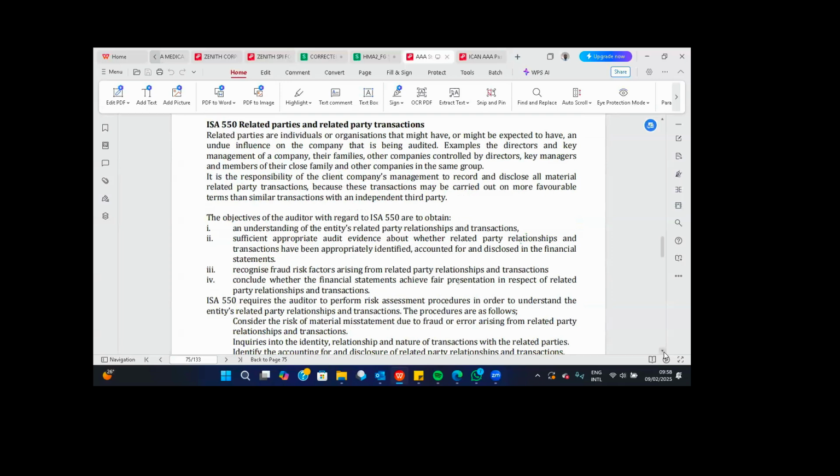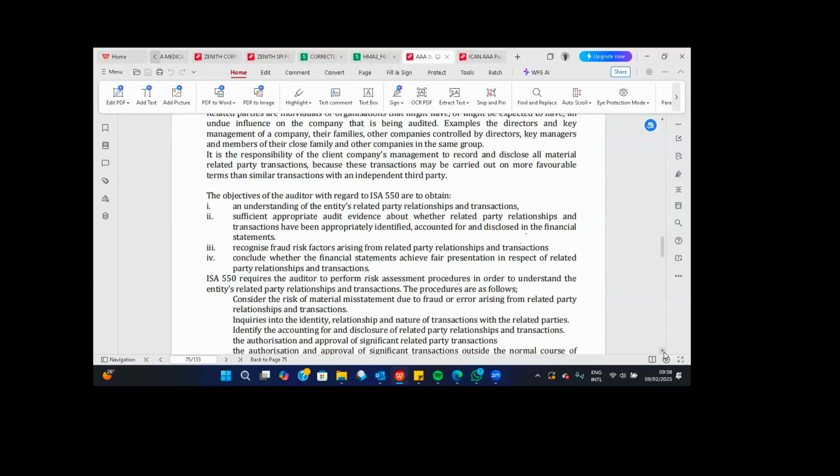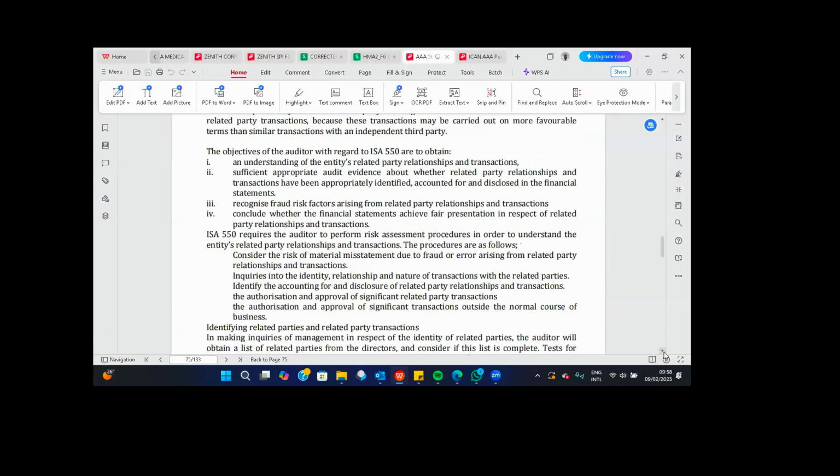So ISA 550 requires the auditor to perform risk assessment procedures in order to understand the entity's related party transactions and relationships. When we talk about procedures, they must be in this order. One, the auditor must consider the risk of material misstatement due to fraud or error arising from related party relationships and transactions. Two, he must inquire into the identity, relationship, and nature of transactions with the related party. Three, you must identify the accounting for and disclosure of related party relationships and transactions. How did they treat it? For instance, the transaction that occurred between them must have cost like 50 million, but they inflated it to 100 million. That's what we are talking about.